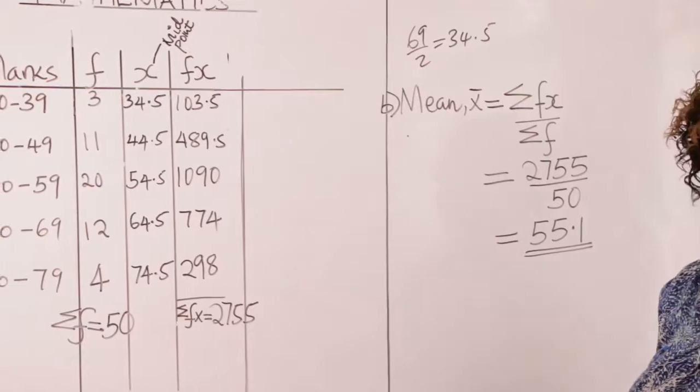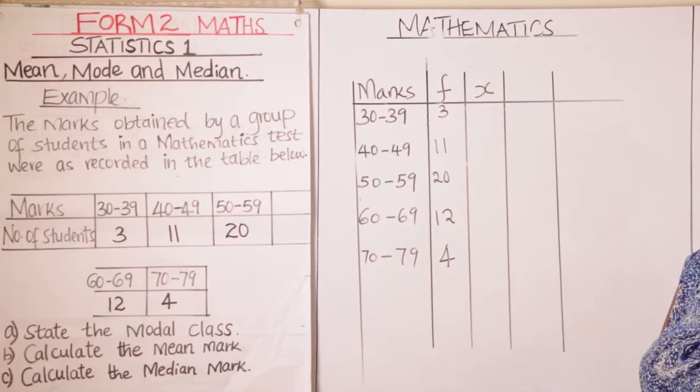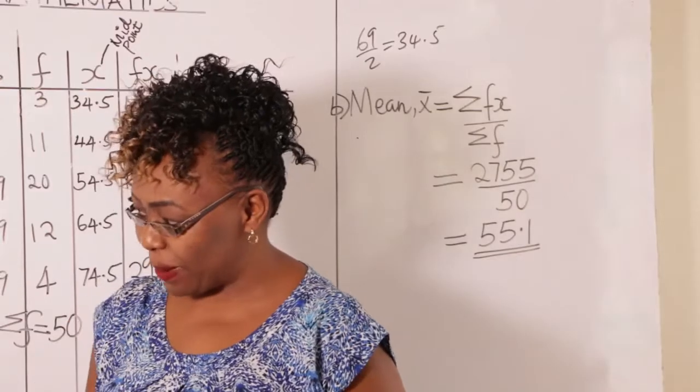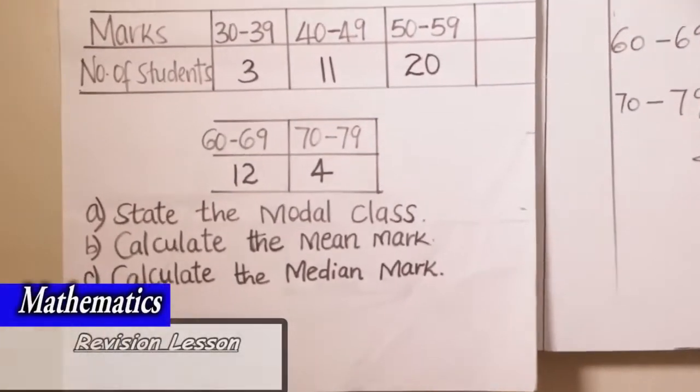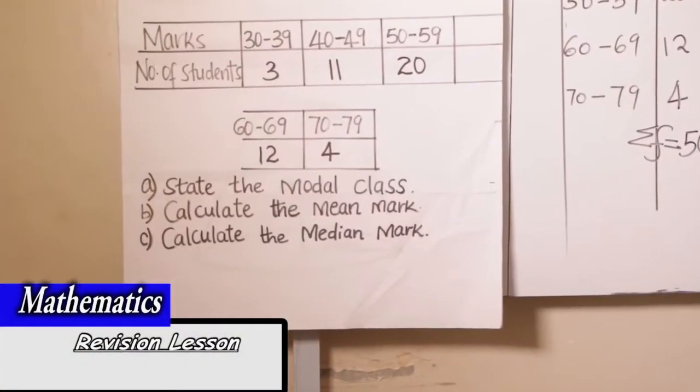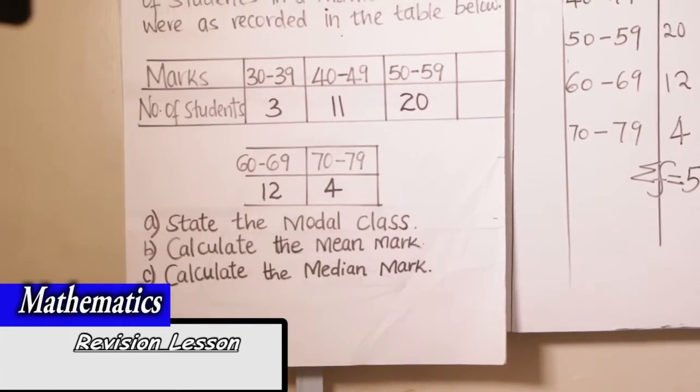That is the mean mark. So learner, we go to part C of our question. Calculate the median mark. So how do we go about that?